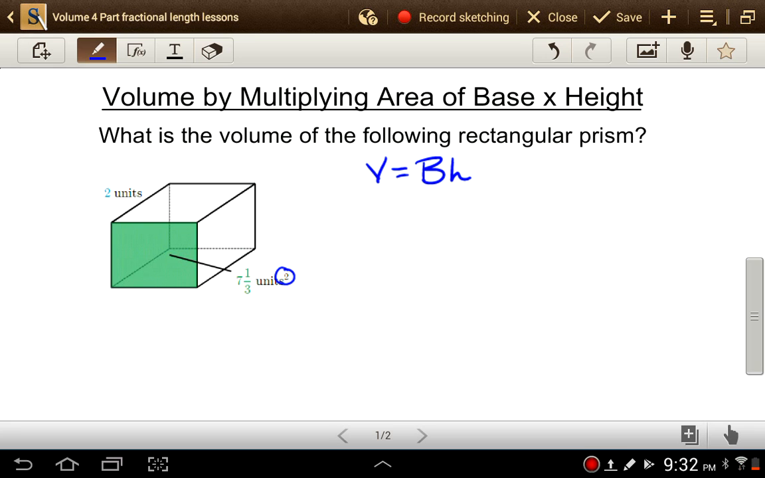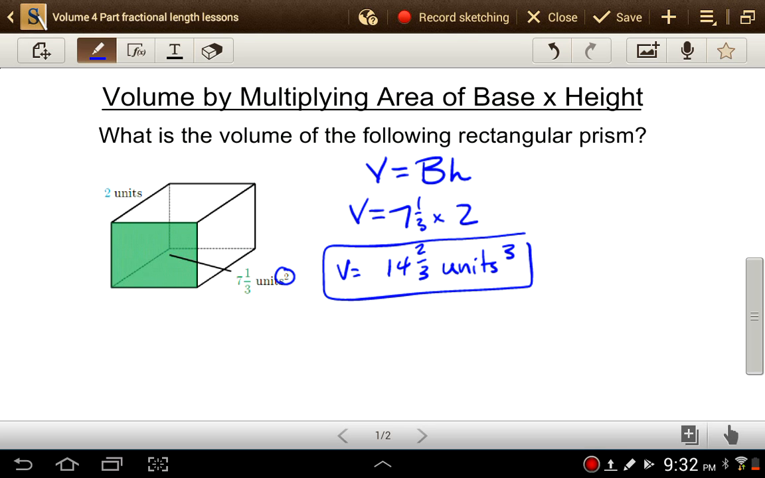So all I have to do is multiply those, so volume equals 7 1/3 times 2. I am working with fractions. So when I multiply 7 1/3 times 2, I'm going to end up with 14 2/3. And then my label is units, and it's volume, so it's cubed. Units cubed. That's going to be my answer. Okay. All right, that's my volume by multiplying the area of a base times the height. So go ahead and make sure you understand that. If you need to pause, go ahead. Otherwise, I'm going to be moving on to our next example.